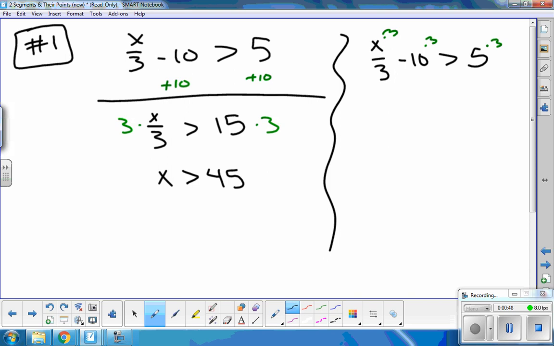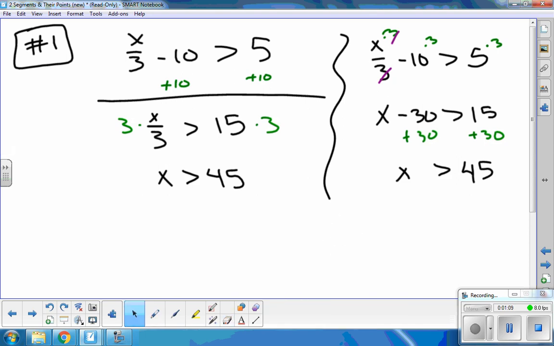When you multiply by 3 here, the 3's are going to cancel. So you're left with x minus 30 is greater than 15. And then we have to add 30 this time to both sides. x is greater than 45. So I get the same answer either way.